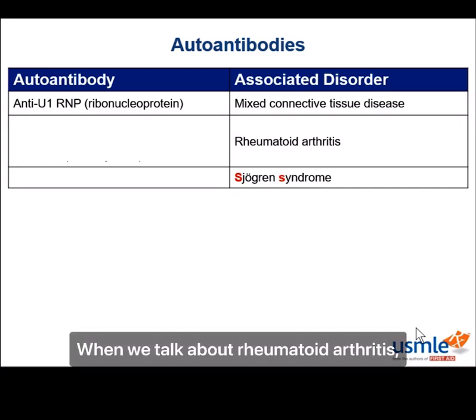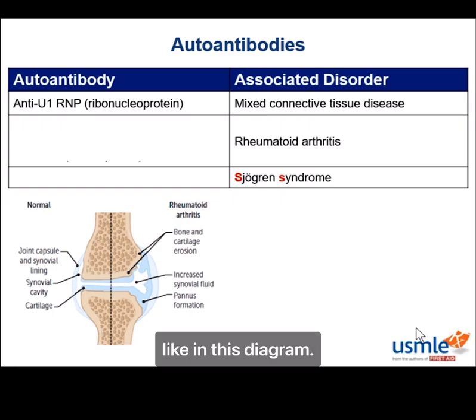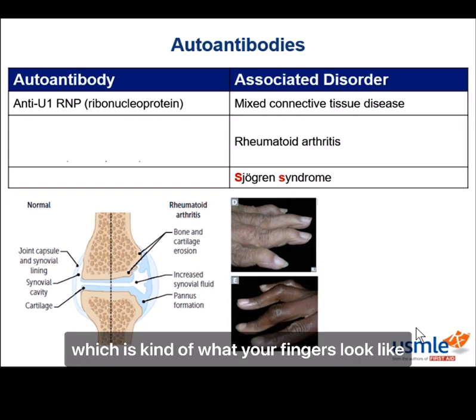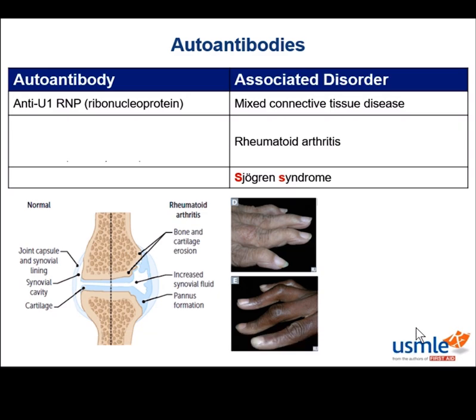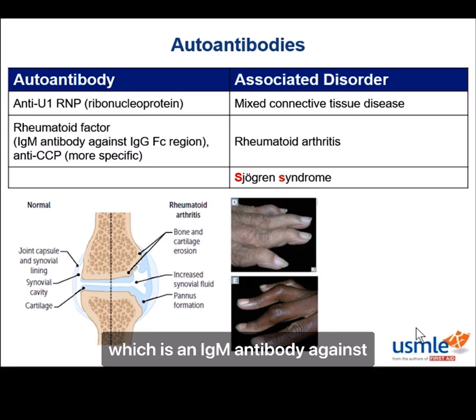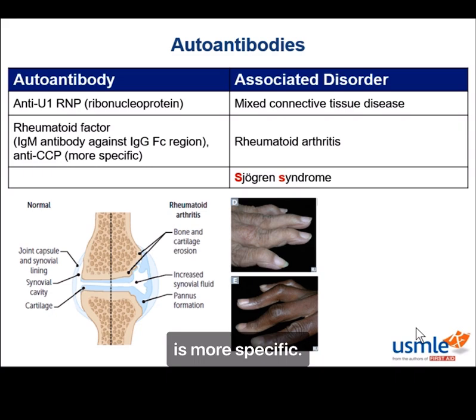When we talk about rheumatoid arthritis, we think of inflammation that erodes bone and cartilage, like in this diagram. It can even lead to deformities like the swan neck deformity or boutonniere deformity, which is kind of what your fingers look like when you're trying to button up something. Rheumatoid arthritis is associated with rheumatoid factor, which is an IgM antibody against the Fc region of IgG. Anti-CCP, or cyclic citrullinated peptide antibody, is more specific.